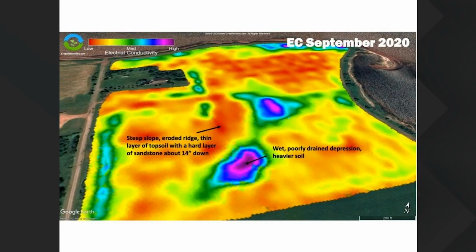And then down the hill, those areas that were showing up with a really high EC value were wet, poorly drained depressions. There was heavy soil in there. I would have certainly got my truck stuck if I tried to drive through there. So quite different areas, and they were really only 100 to a couple hundred feet apart.